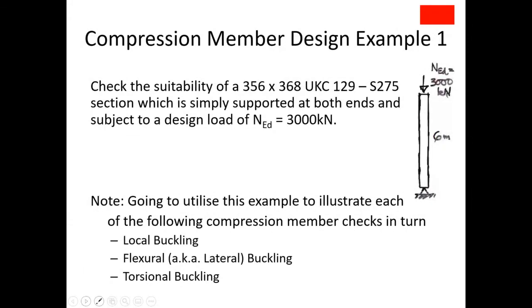In the example, we're going to check the suitability of this section, which is a 356 by 368 UKC 129, where 129 is the weight of the steel in kilograms per meter, in grade S275. It's got simple support on the top and bottom, and an applied load of 3,000 kilonewtons. Its overall length L is 6 meters. We're going to design that element to check its buckling capacity and see if it can withstand that load of 3,000 kilonewtons.